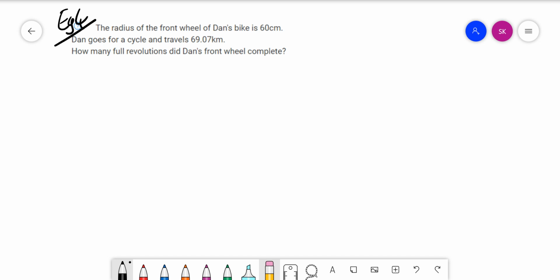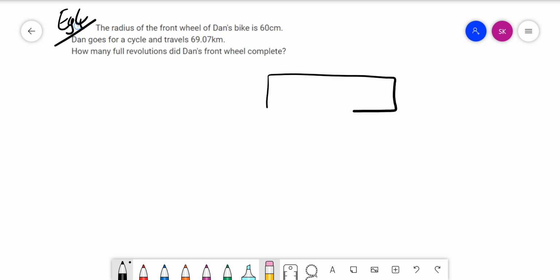The radius of the front wheel of Dan's bike is 60 centimeters. Dan goes for a cycle and travels 69.07 kilometers. Sheesh, that's a double unit conversion straight away. I'm thinking centimeters to meters and then to kilometers. How many full revolutions did Dan's front wheel complete?